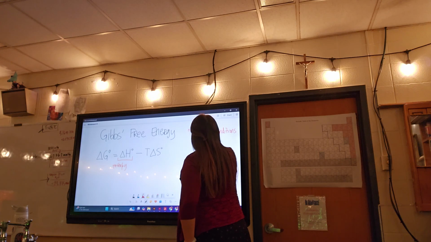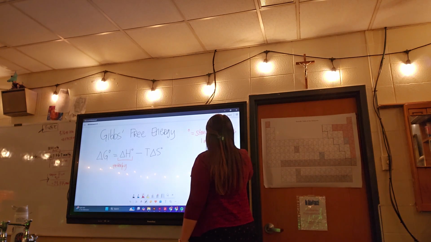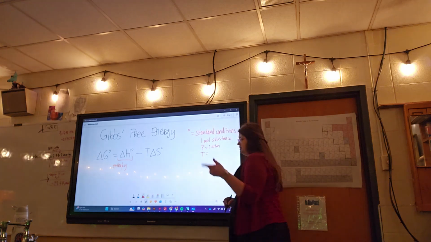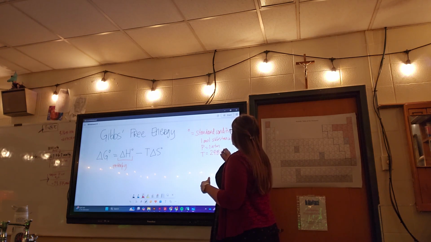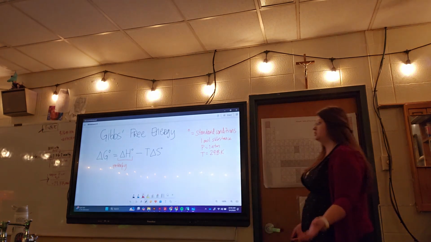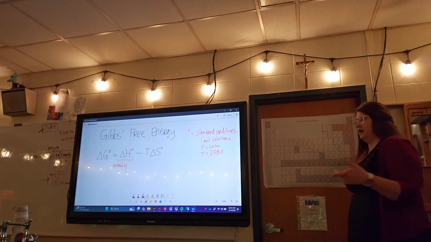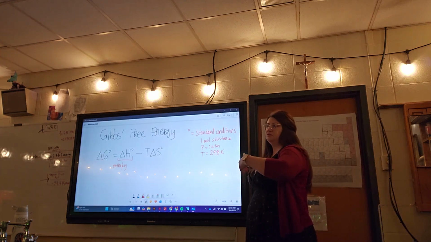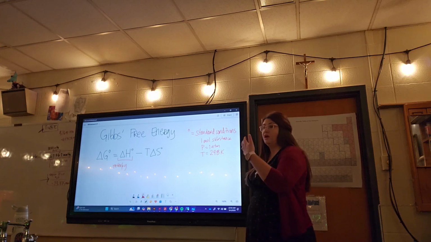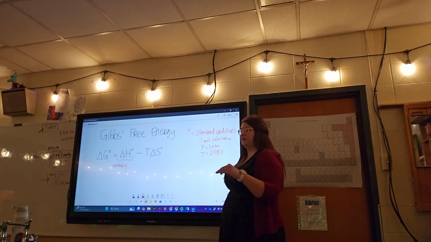So standard conditions means that you have 1 mole of a substance. Your pressure is 1 atm. And what's different than STP is that at standard conditions, your temperature is 298 Kelvin, which is 25 degrees Celsius, which is room temperature. So most of the time when we are working with gases and the ideal gas law, we're running those reactions at STP, where the temperature is 273. That would be 0 degrees Celsius, so at water's freezing point. But that's practical for gas reactions.